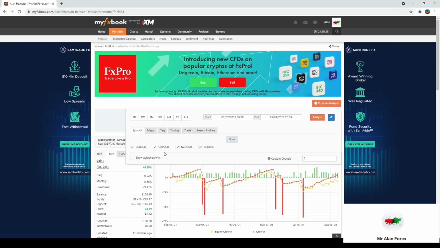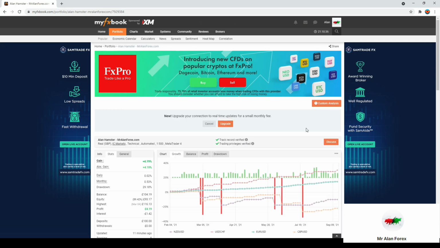So you've got Euro dollar, pound dollar, Kiwi dollar, and dollar Swissy. If you split that up, go to analyze, you see it's quite interesting. The Kiwi dollar has taken a few losses. It doesn't look so good, the shape of the graph, and likewise with the pound dollar. But where we're seeing performance here is the Euro dollar and the dollar Swiss.